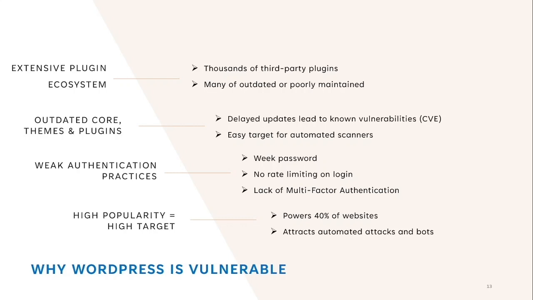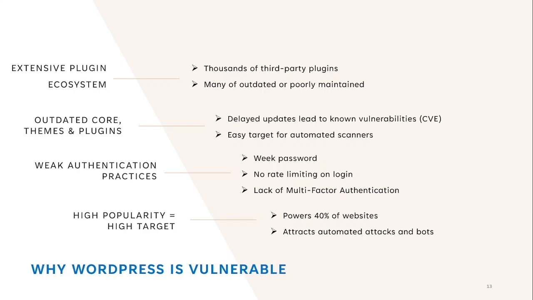WordPress itself is not vulnerable, but what are the common vulnerabilities in WordPress? Extensive plugin ecosystem, outdated core, themes and plugins, weak authentication practices, high popularity equals high threat. At first, extensive plugin ecosystem. Thousands of third-party plugins are available for WordPress websites, and many are outdated or poorly maintained.